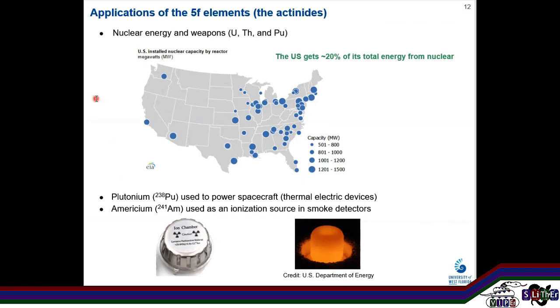And then everyone's smoke detector usually has some americium in it as an ionization source. It's looking for particles. If the decay products are blocked by smoke particles, it sends out a signal and you get an alarm.